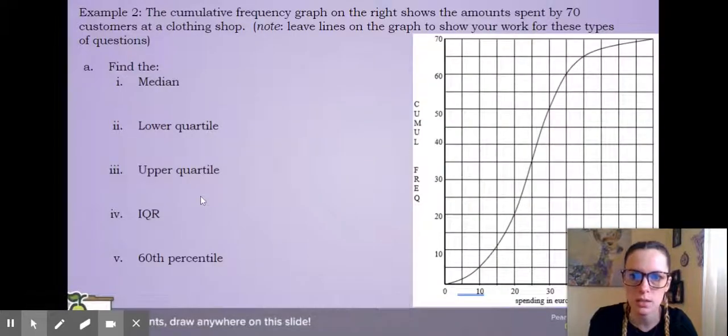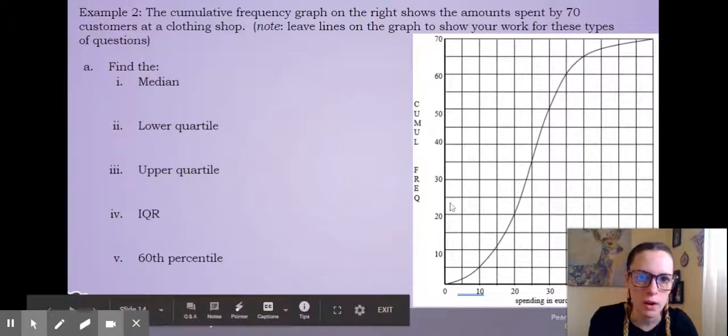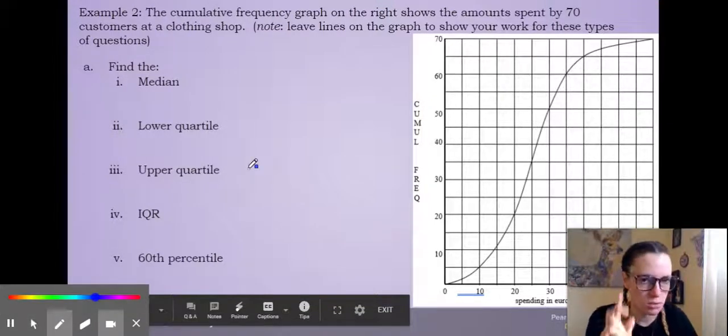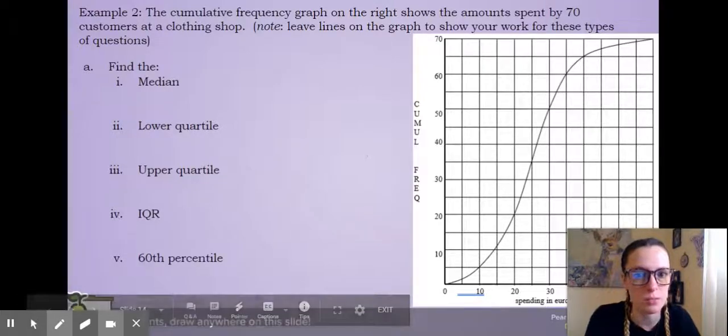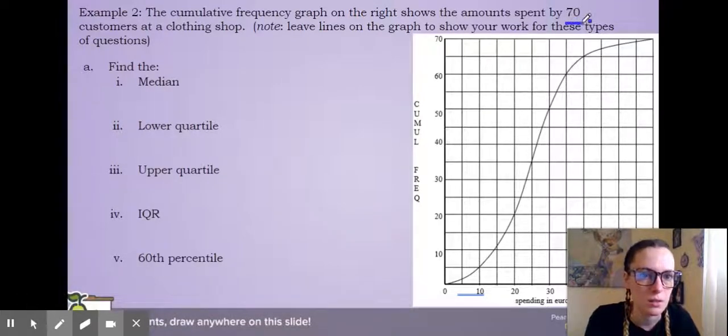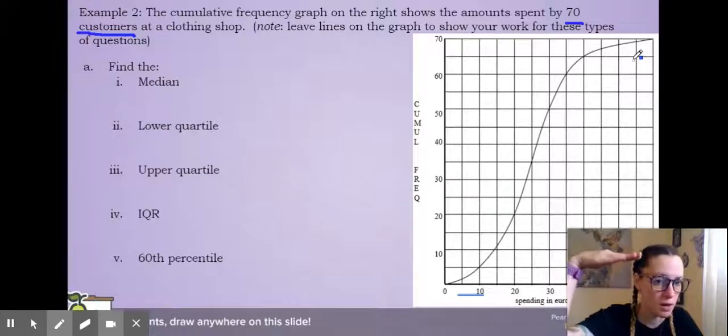All right, so let's get into an example. This cumulative frequency graph shows the amount spent by 70 customers at a clothing shop. So it's important to note that this problem tells us that it was from 70 customers. If for whatever reason the problem itself doesn't tell you that, you can always tell from a cumulative frequency graph how many total data values they're looking at. It's not necessarily just the top of the graph. Be careful. They try to trick you with that sometimes.